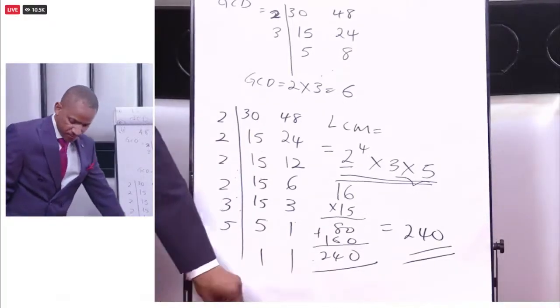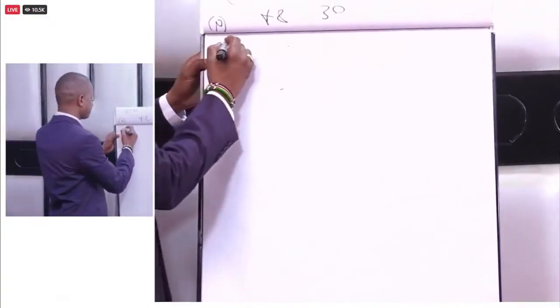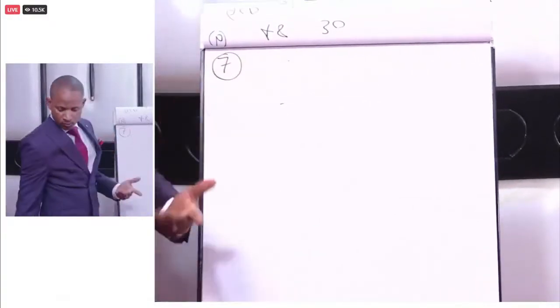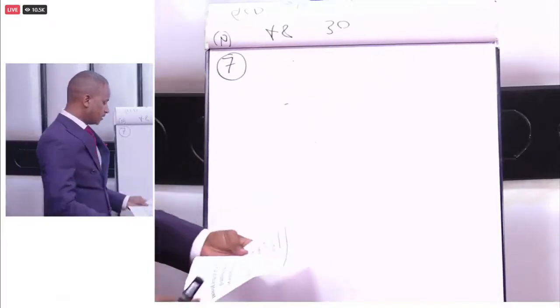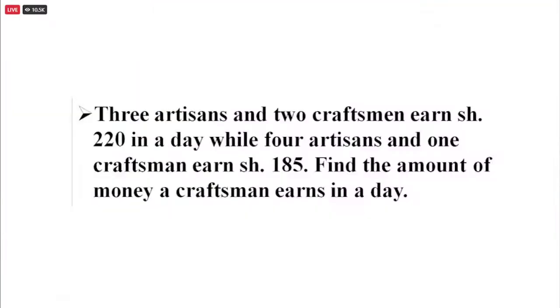That's finished. We go to question 7. Question number 7. 3 artisans and 2 craftsmen earn 220 shillings in a day, while 4 artisans and 1 craftsman earn 185 shillings in a day. Find the amount of money a craftsman earns in a day.